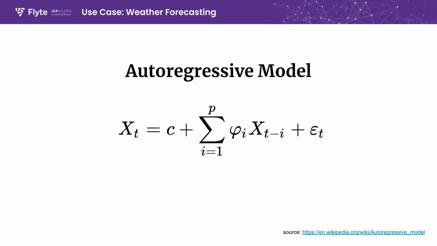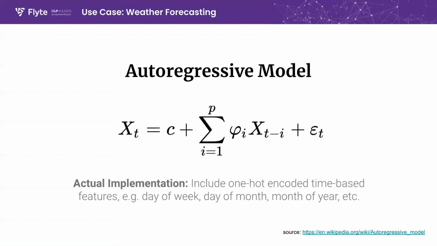So now we have the data out of the way. We'll just use a very, very simple autoregressive model. This is basically linear regression, where you predict the scalar value, temperature in this case, at time t, based on some bias and some linear combination of the previous time steps, with, of course, the irreducible error. For full transparency, I actually included additional features, which are one-hot encoded time-based features, so day of week, day of month, month of year, etc., just to give the model a little more context.